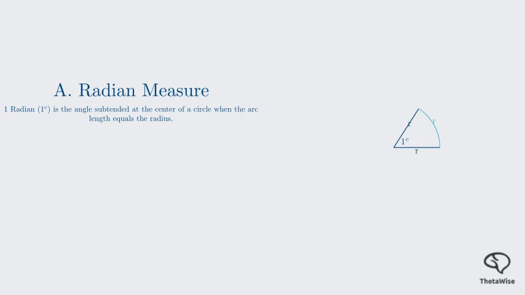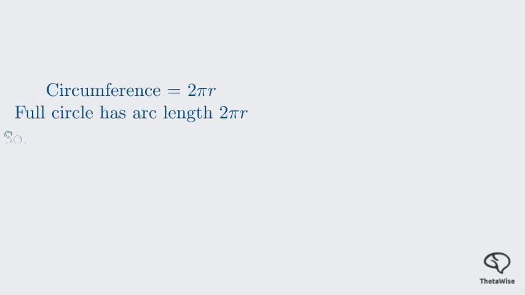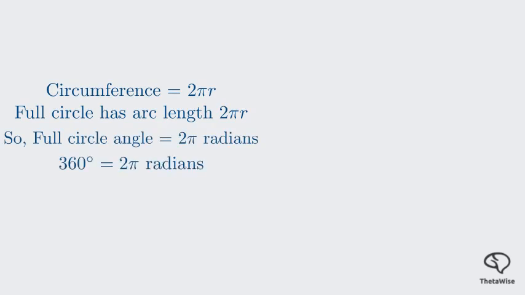What is it in radians? The circumference of a circle is 2π times the radius. So, in a full circle, the arc length is 2π times the radius. This means a full circle has an angle of 2π radians. Therefore, 360 degrees is equivalent to 2π radians. This gives us our fundamental conversion factor.